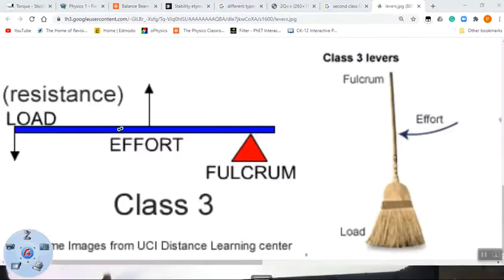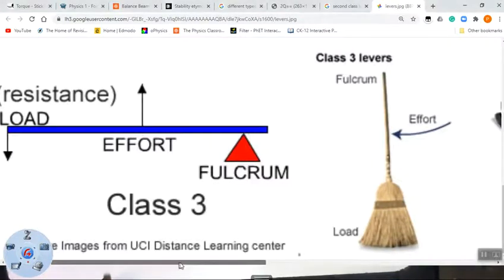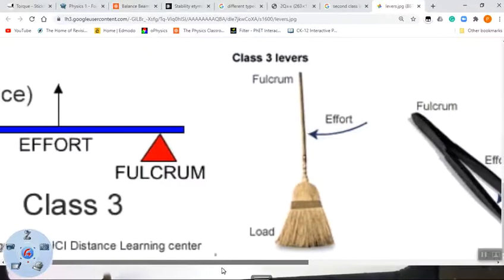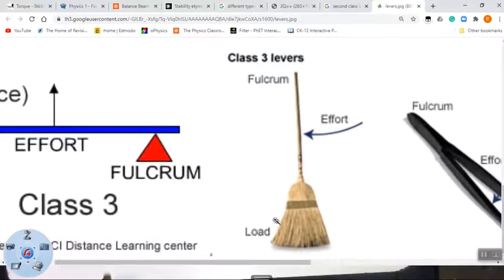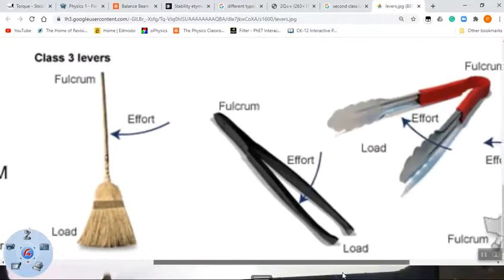Class 3 lever is where the fulcrum or the pivot is in the front, the effort is in the middle, and the load is at the back. So we are going to look here. One example is a broom, where the load, the work being done, is at the tip. The middle is where I apply the effort, and I hold my other hand at the top. Not this clear example.